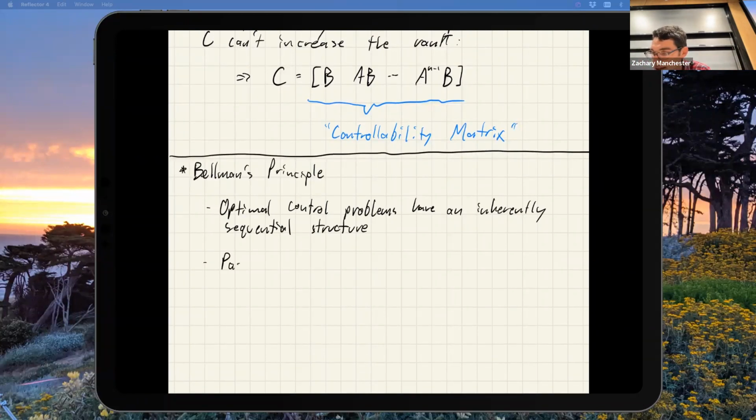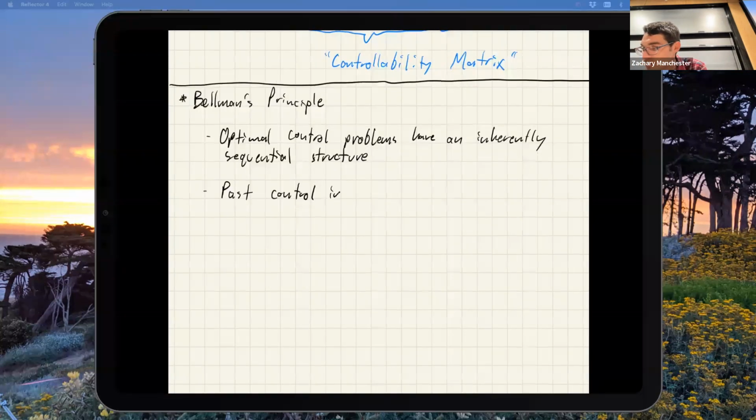So the idea here is past control inputs, there's sort of this arrow of time flavor. Past control inputs only affect the future. And this is super obvious and intuitive, right? U's in the future can't affect X's in the past, right? So like U N minus 1 can't affect X naught, stuff like this, right? So it's a very, very simple idea.